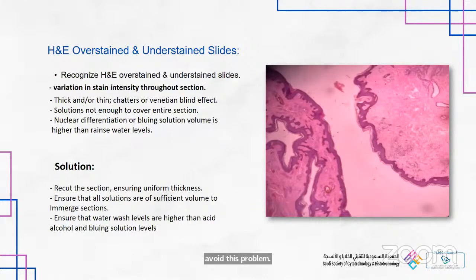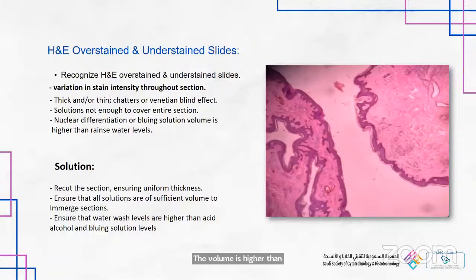Finally, here we have the problem of the variation in staining intensity throughout the section, and this is one of the most common problems that happen. This might be a result of a cutting problem, or the solution may not be enough to cover the entire section, or maybe the differentiation or bluing solution used has a higher volume than the water rinse.